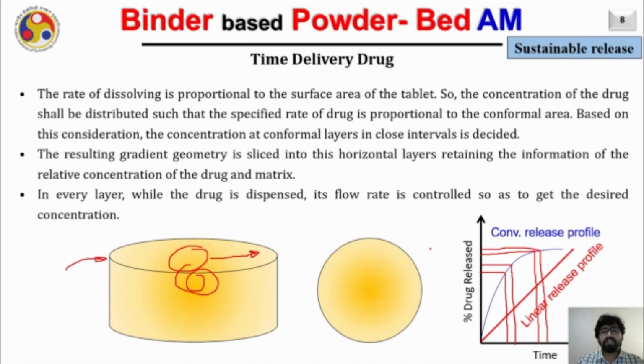In every layer, while the drug is dispensed, its flow rate is controlled so as to get the desired concentration. As a result, you can even obtain a linear release profile, as you are seeing here in the red color, over the period of time. Meaning to say, the amount of drug release at any time interval will remain constant, and that is called sustainable release. This type of drug is required in many cases and is quite possible by binder based powder bed additive manufacturing.